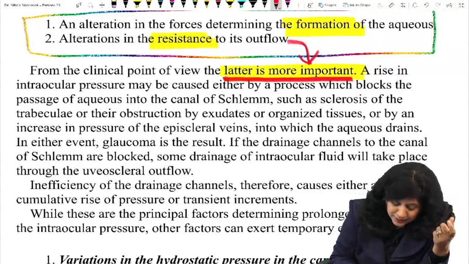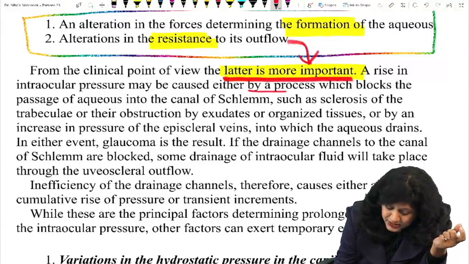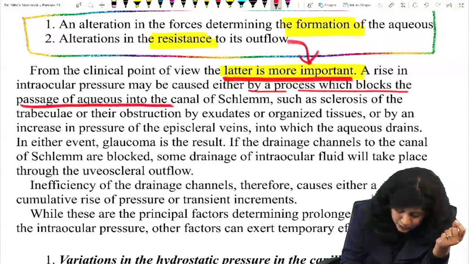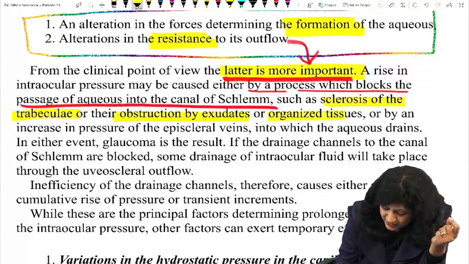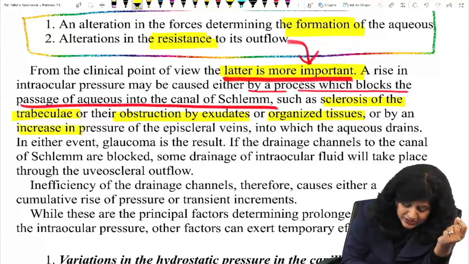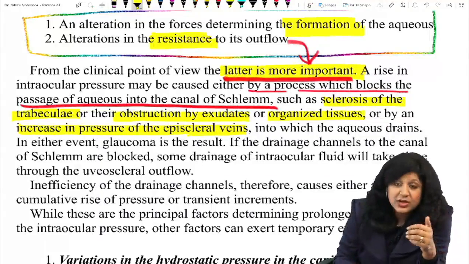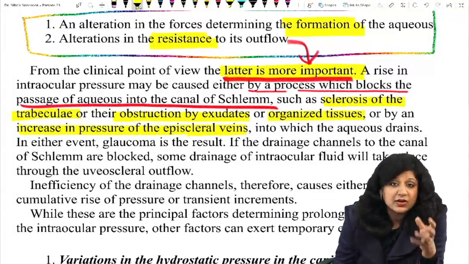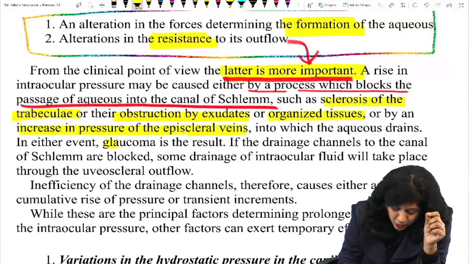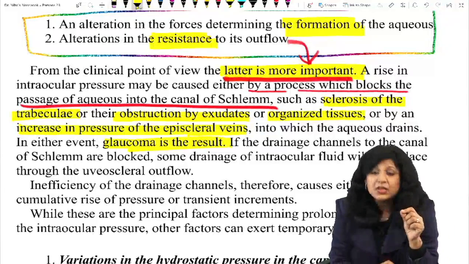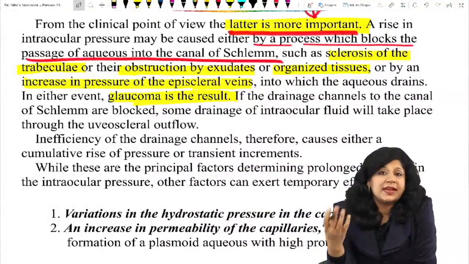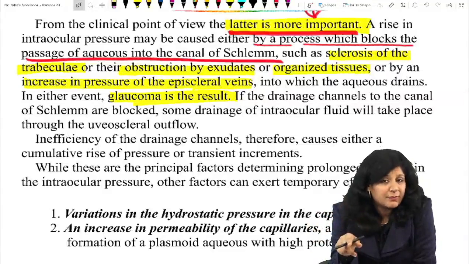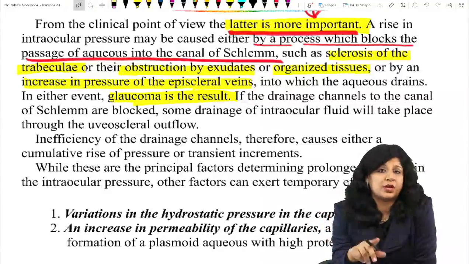A rise in intraocular pressure may be caused either by a process which blocks the passage of aqueous humor into the canal of Schlemm, like sclerosis of the trabeculae, or obstruction by exudates or organized tissues, or we can have an increase in pressure of the episcleral veins into which the aqueous veins drain. In either event, glaucoma is the result. So what they are trying to say is that mostly we have a problem in the drainage, and 90% of drainage is by the trabecular meshwork. So we have the blockage in the trabecular meshwork.